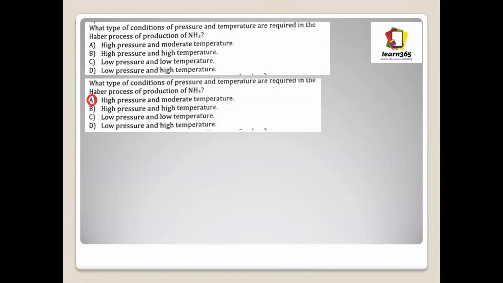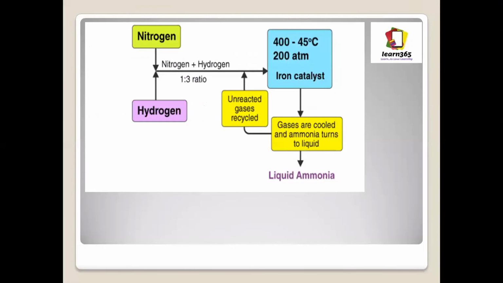Let's move on to the right answer. It's A. Okay, guys, it's A. Remember, high pressure and moderate temperature. If they say high pressure, how much could it be? I'm going to show you with this. Keep this in mind. Nitrogen plus hydrogen. And what is the principle? There is a very important principle for the production of ammonia. Can someone tell me? It's extracted in Haber process.